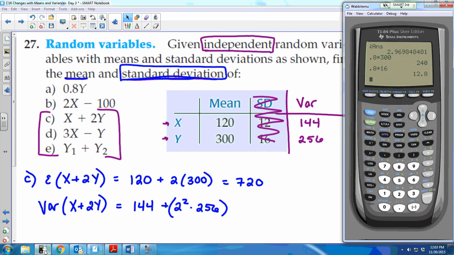So I'm going to need my calculator. 4 times 256 plus 144.